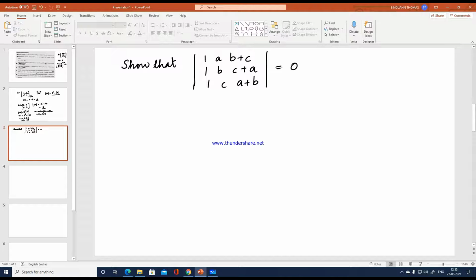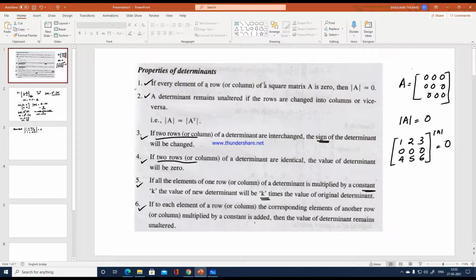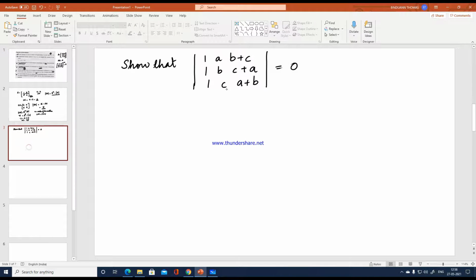So you need to go through the properties of the determinant and see what all cases it can be. If every element of a row or a column of a square matrix is 0, then that particular determinant will be 0. Another possibility is the fourth property, which says that if two rows or columns are identical, the value of the determinant will be 0. So, how can we make it identical?